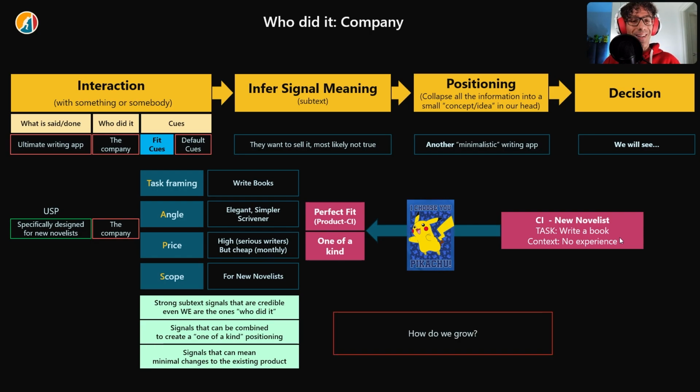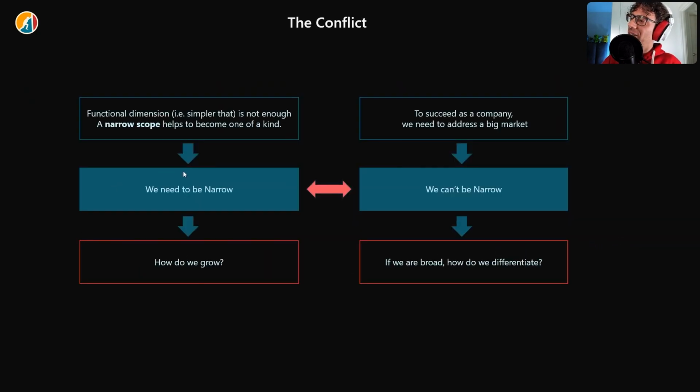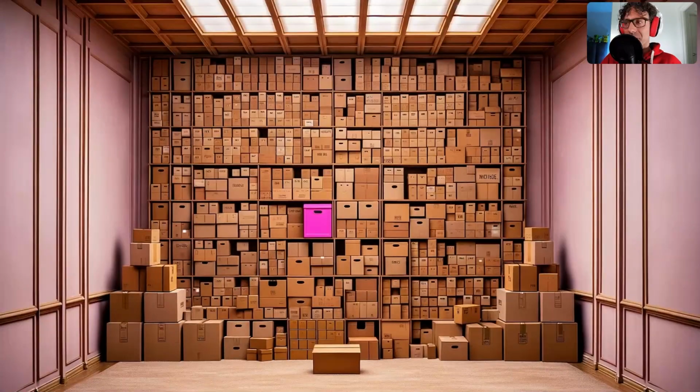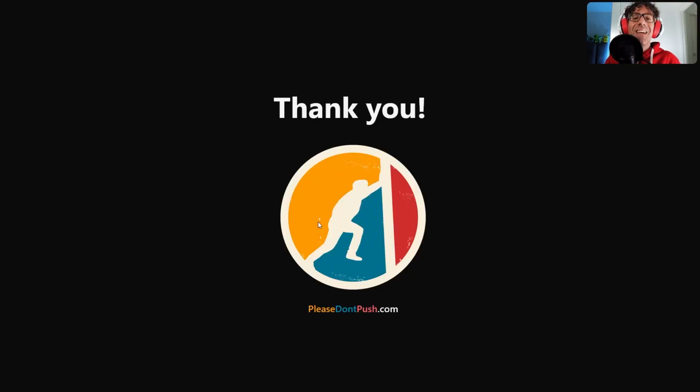And how do we grow from there? Because we talked about the conflict, right? I was talking about narrow, but this is narrow. Well, the solution is going to surprise you, but we're going to see that in the next session. In the meantime, you can't be another box, because there is no way for me to know that I have to choose you over the other if you present yourself as just another box. Be a pink box, a proud, unique pink box. Next week, we will see how to increase sales of pink boxes. Thank you very much.